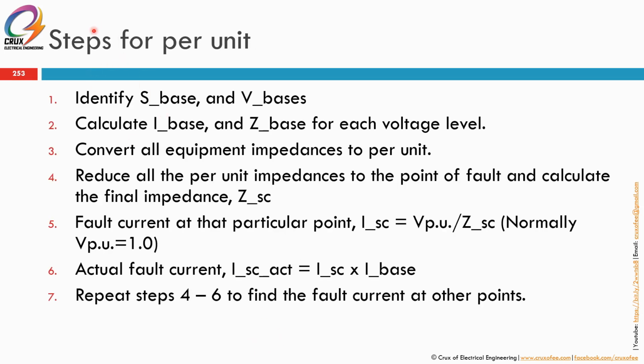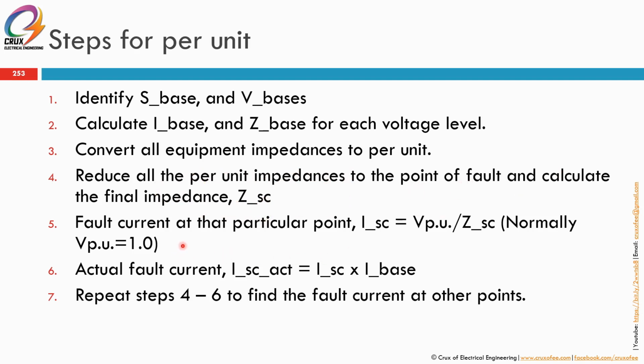So steps for per unit: you have to identify the S base and the V bases, then calculate I base and Z base from this value for each voltage level. Each voltage level will have a different I base, Z base, and V base. Convert all equipment impedances to per unit, then reduce all the per unit impedances to the point of fault and calculate the final impedance. Means you have to reduce all the impedances to the point of fault.